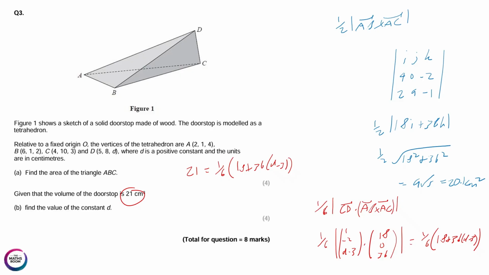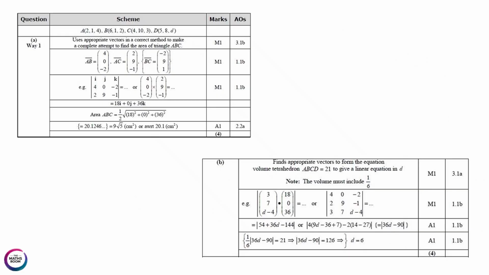So 21 times 6 is 126. Take away your 18. Divide by your 36. It gives you 3. So basically 3 equals D minus 3, so D has to be 6. D should be 6. Let's check that. There's your first one, the area 20.1, and there's your D equals 6.